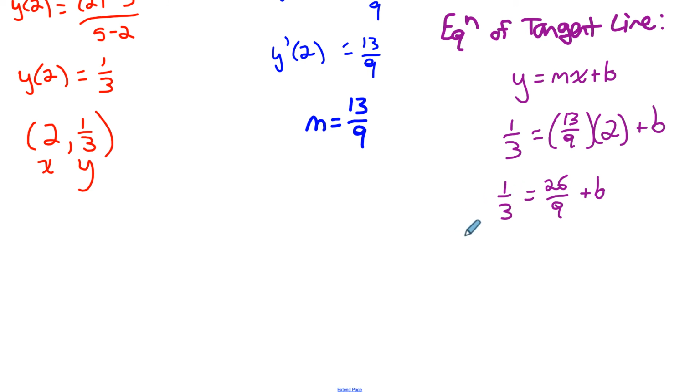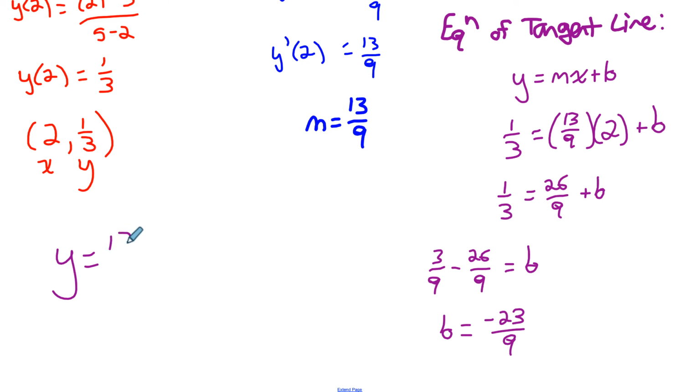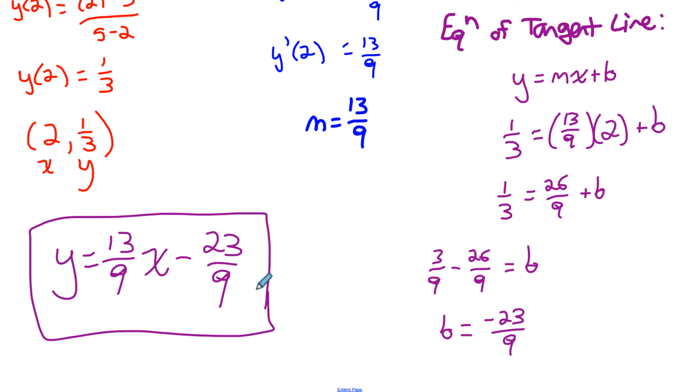I'm going to get a common denominator at this step as well, so that 1/3 I'm going to change to 3 over 9. Subtract this 26 over 9 to the other side, and my b value is going to be equal to negative 23 over 9. So let's write our final equation. Our final answer would be y equals 13 over 9 x minus 23 over 9. That is the equation of the tangent line at an x value of 2.